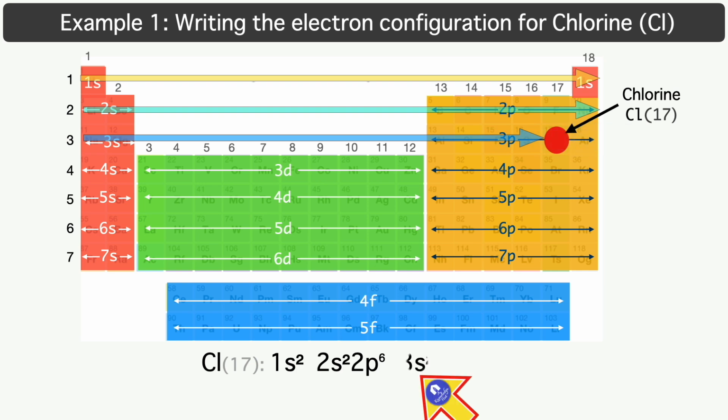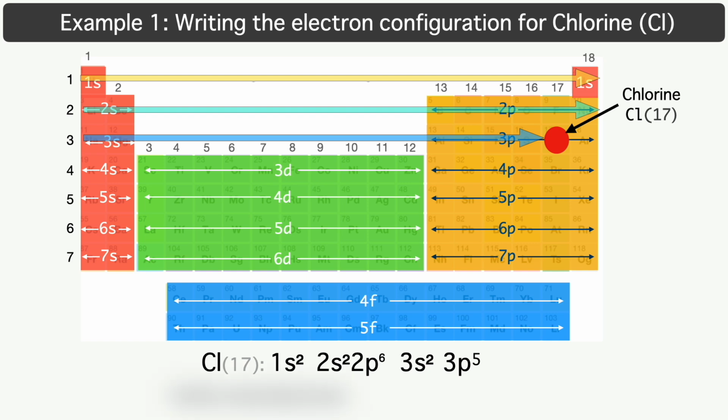Chlorine is in group 17, one position before the end of the P block, so we assign 5 electrons to 3p and append 3s2 3p5 to the configuration. Step 3. The overall configuration for chlorine becomes 1s2 2s2 2p6 3s2 3p5.